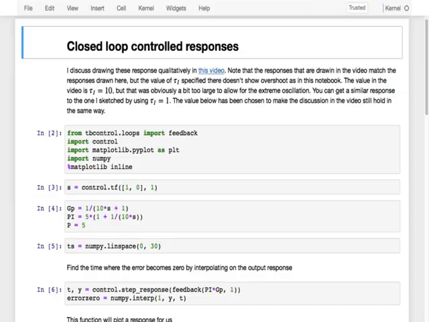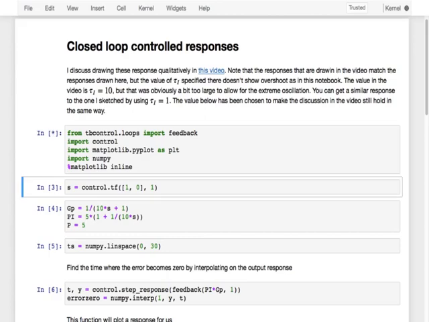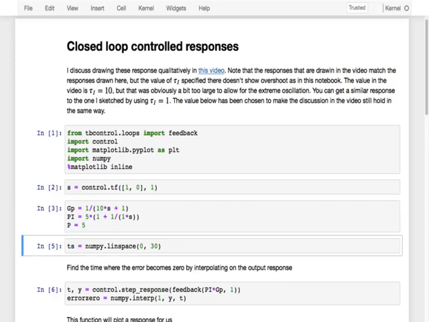And let's verify that we did everything right qualitatively. When I was working out this notebook now, I noticed that the value of tau I that I had in the video, which was equal to 10, didn't really result in the amount of oscillation that I drew in the video. So I've used tau I equal to 1 to get the same results as in the video. So just keep that in mind.